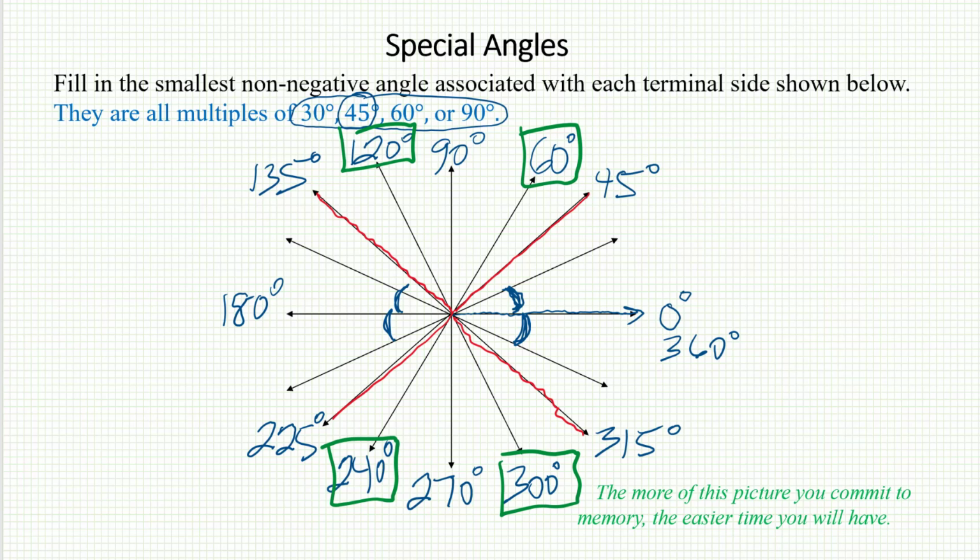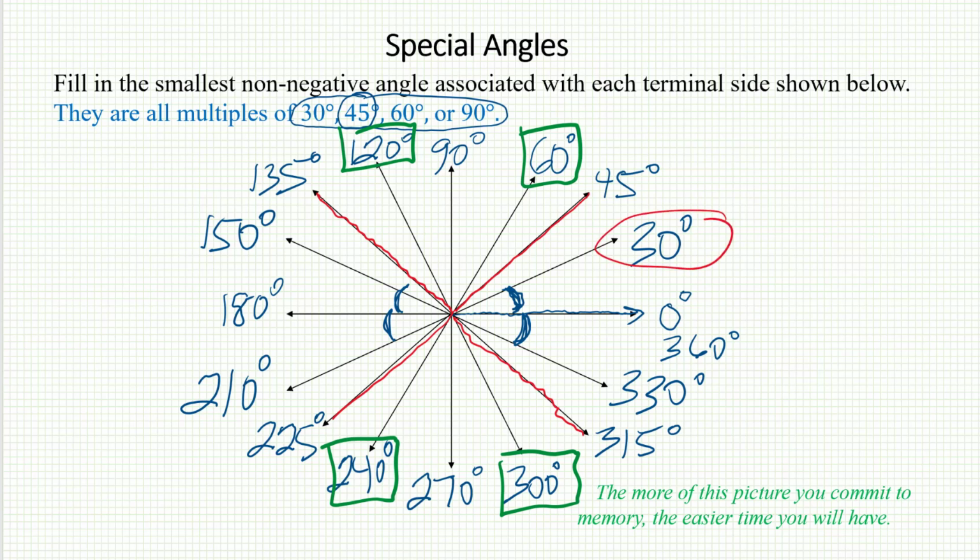In any case, what we have is 30 degrees. Let's see, 30, 60, 90, 120, 150 would be one that we're missing. 180, 210 would be another one. I'm just counting by 30. 240 we have, 270, 300, and then 330 degrees. And so again, these ones that we've just filled out are the ones associated with a 30 degree angle.